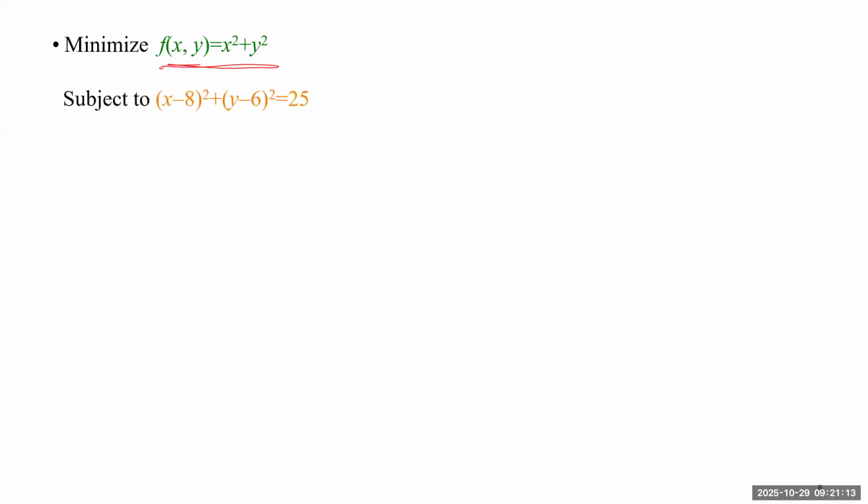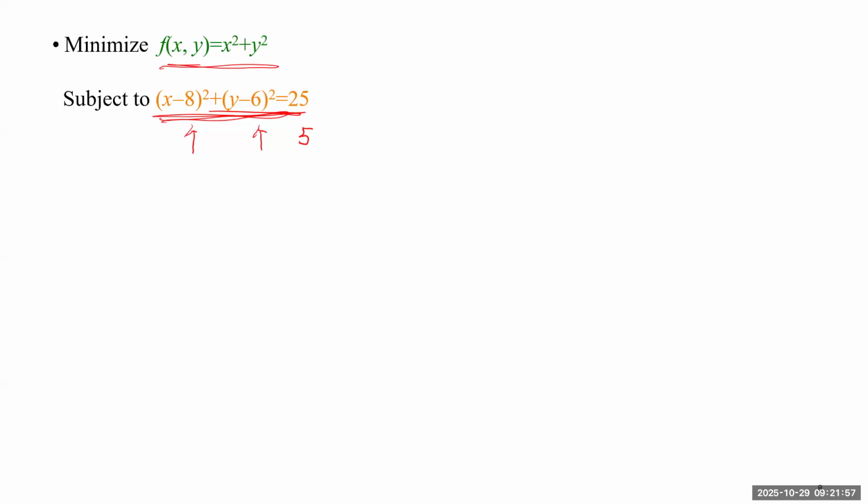But now we add an equality constraint. We want any point to stay on this equation, and we find the minimal distance to the origin. So what is this equation? What does this equation tell us in geometry? Right, you can quickly recognize it is a circle. It is a circle centered at (8, 6) with a radius of 5, right? Okay. So we want to stay on that circle and find the point closest to the origin. That will be the final solution for this problem.